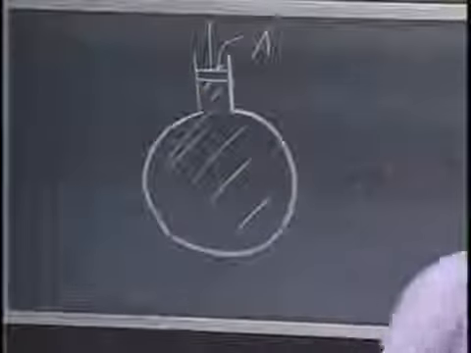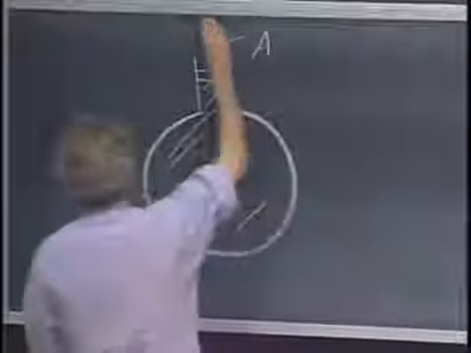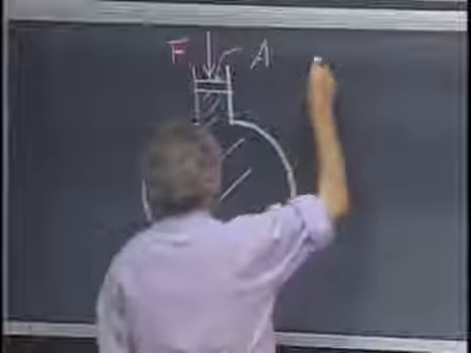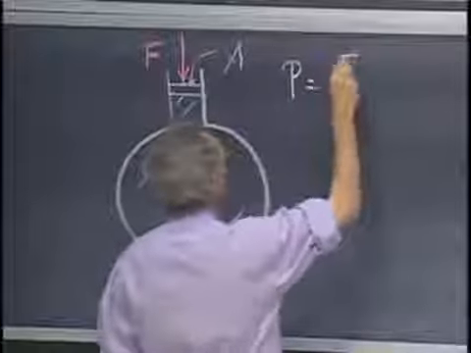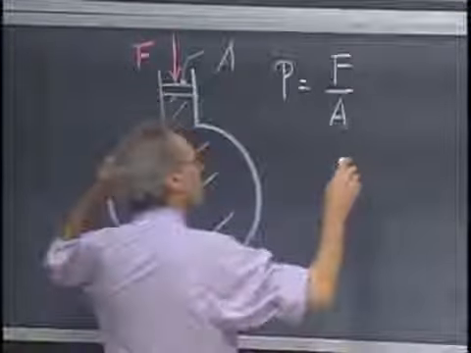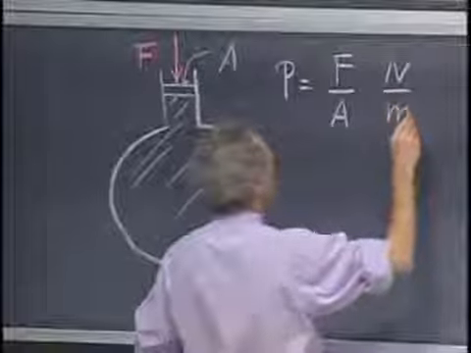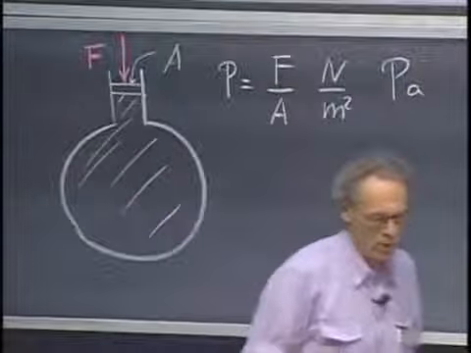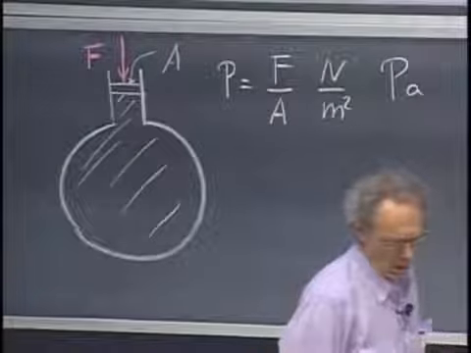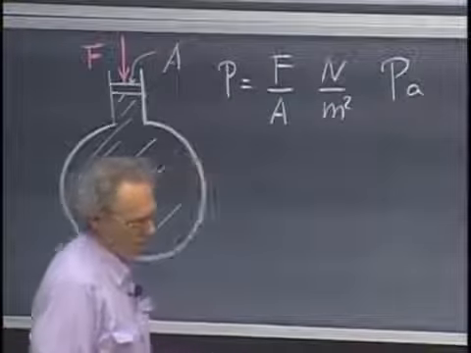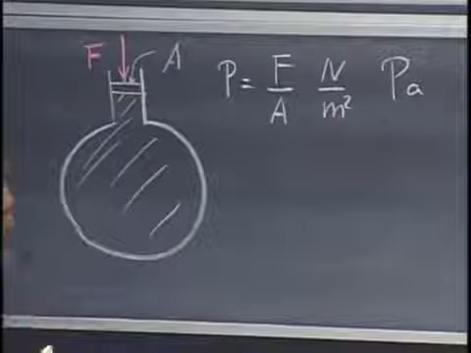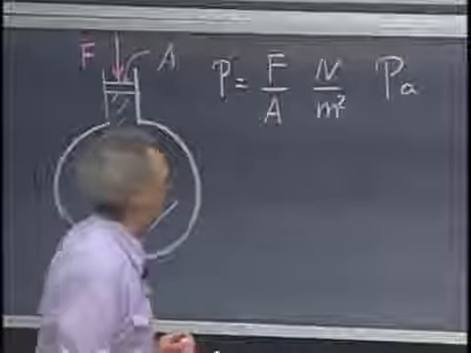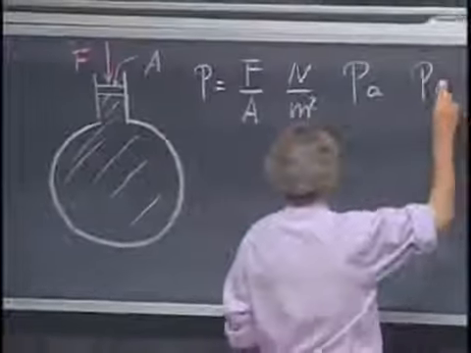and I apply a force on it in this direction. Then I apply a pressure. Pressure is defined as the force divided by area. It has units newtons per square meter, which is also called Pascal. 1 Newton per square meter is 1 Pascal. Now, in the absence of gravity, the pressure is everywhere in this vessel the same. And that is what's called Pascal's principle.